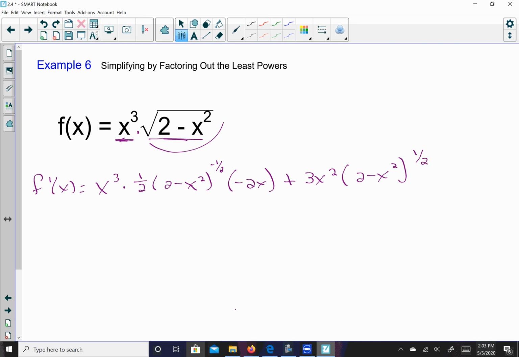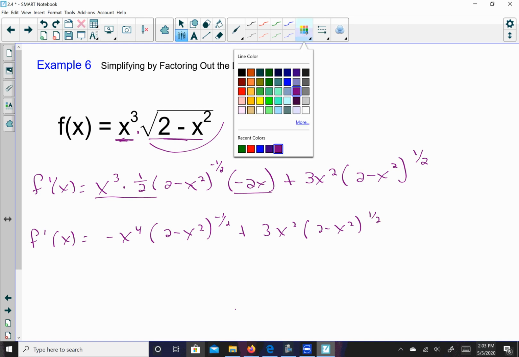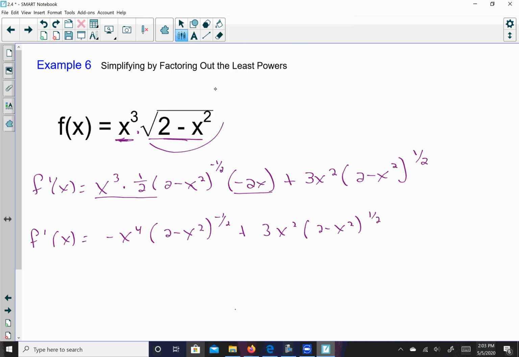Before I do anything, I'm going to put all these together. So 1/2 times negative 2x would be negative x, and times the x cubed gives negative x to the 4th. Negative x to the 4th times 2 minus x squared to the negative 1/2, plus 3x squared times 2 minus x squared to the positive 1/2. Now, when I'm doing this, I can see very easily that I can factor out an x squared, because that would be my greatest common factor between those two.